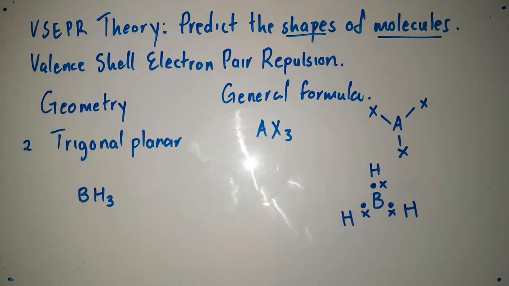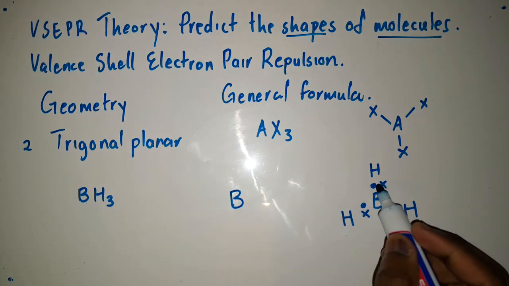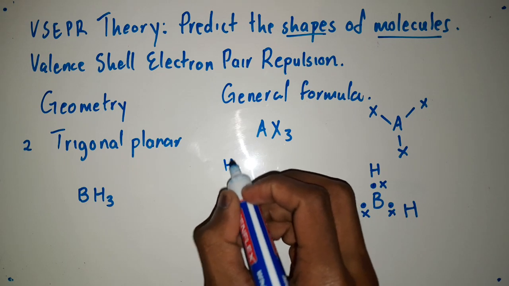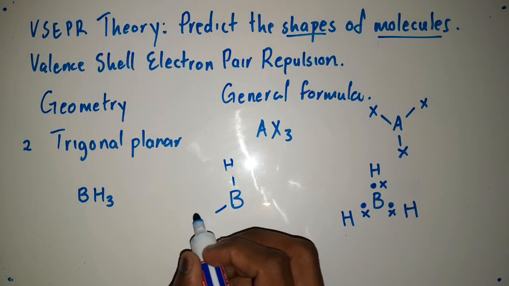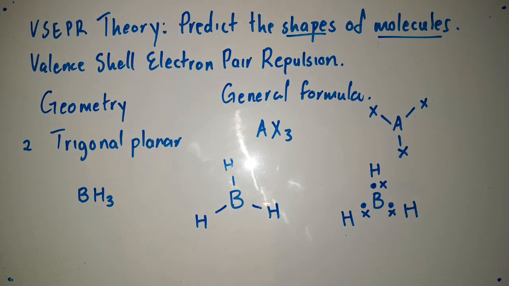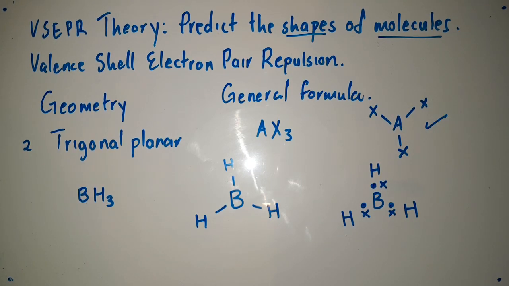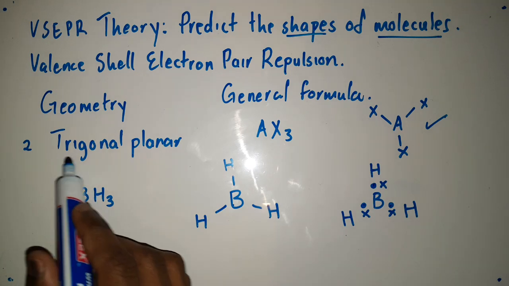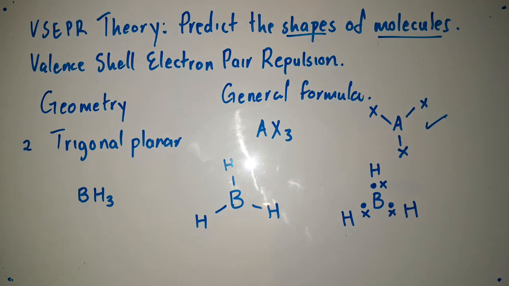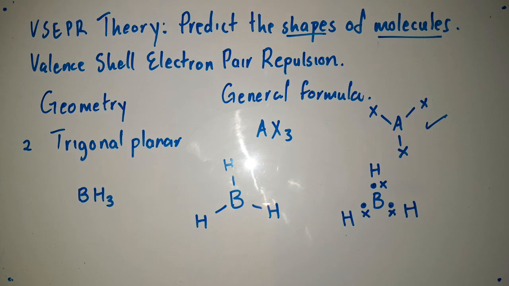I'm going to get a situation which is like this. See, for this bond of CH, for this bond of CH, for this bond of CH, like this. Do you understand? Then at the end of the day, I have a similar structure to this one. Hence, we say that boron trihydride, its geometrical shape is going to be trigonal planar. You see?